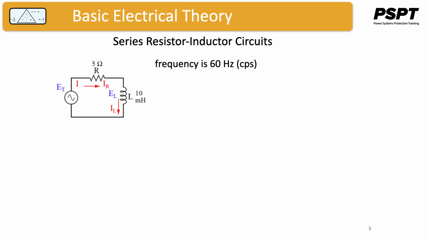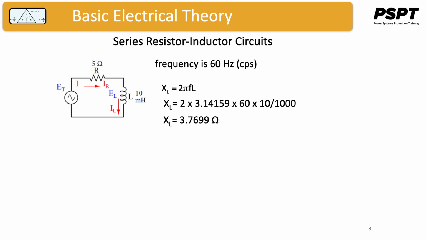In this example, XL is given by 2 pi times the frequency times the inductance, which is 2 times 3.14159 times the frequency, which is 60, times 10 millihenries, and 10 millihenries is 10 over 1,000 henries. So we multiply those out and end up with a reactance for our inductor of 3.7699 ohms.